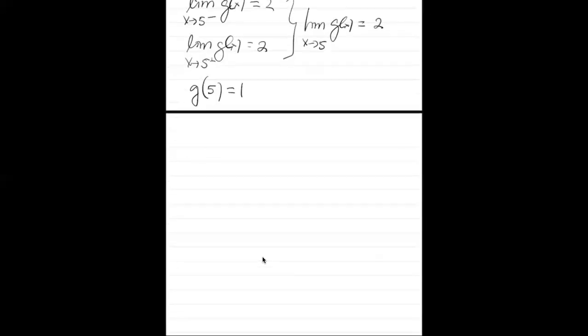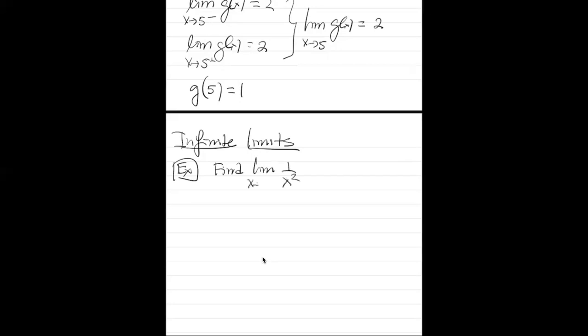Infinite limits. So example, find the limit of 1 over x squared when x is approaching 0, if it exists. So we can look at the graph. It's a rational function. Or you can make a table. We can also make a table.